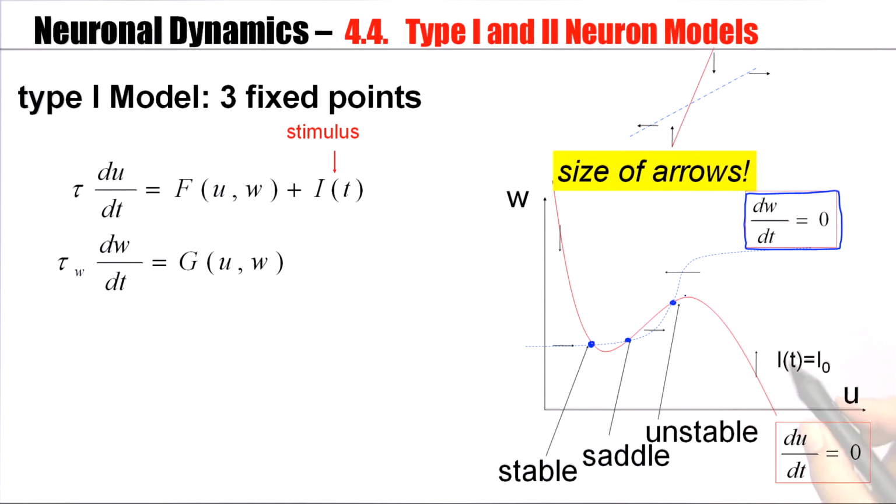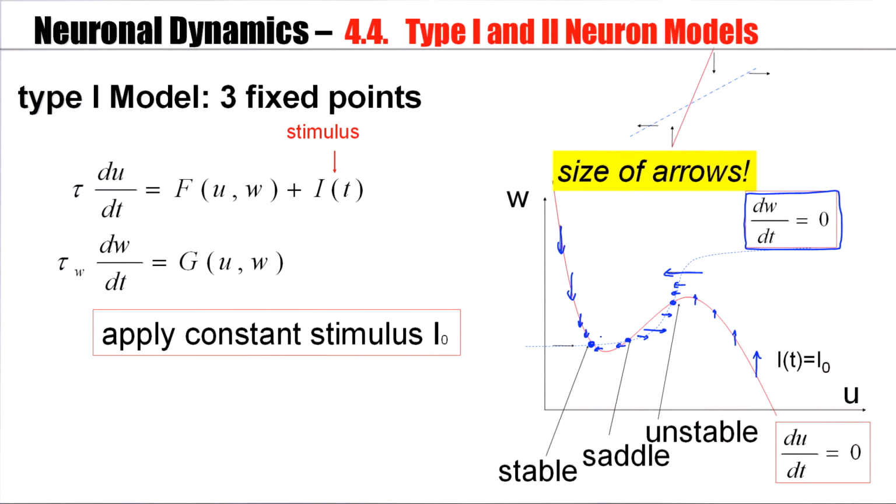Now I've drawn some arrows. Here we have vertical arrows upwards, here I have vertical arrows downward. Now the size of the arrows gets smaller and smaller as we approach one of the fixed points. The same is true for the horizontal arrows. The size of the arrows gets smaller when we approach the fixed point. In the vicinity of the fixed point, the speed of the flow, the size of the arrows, is very small.